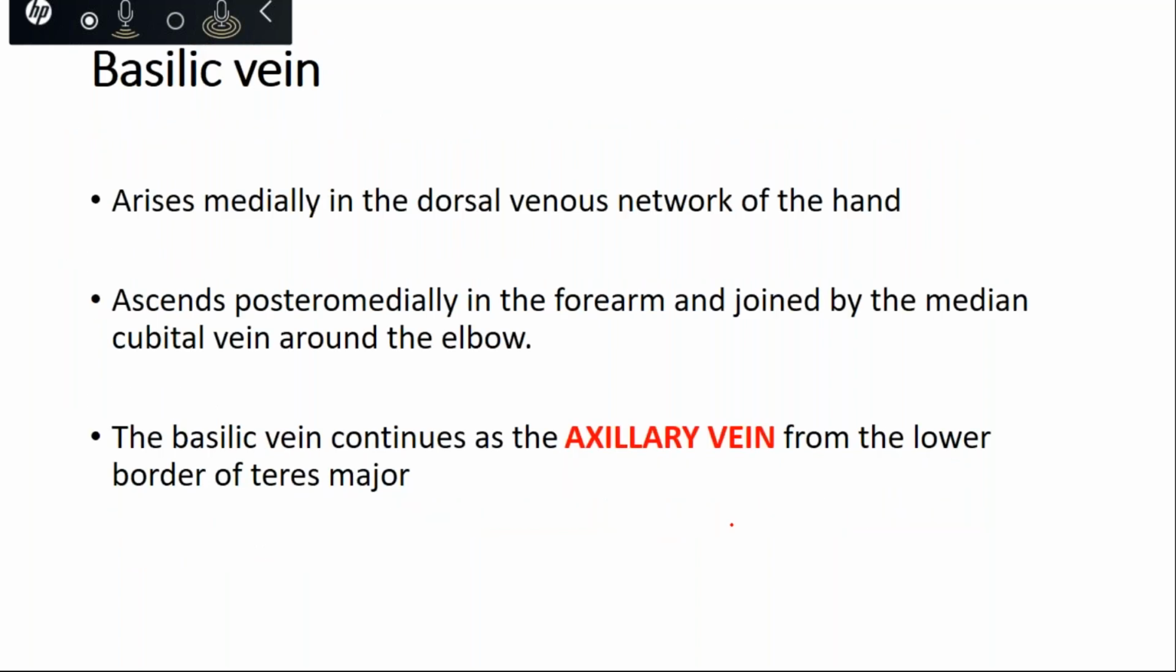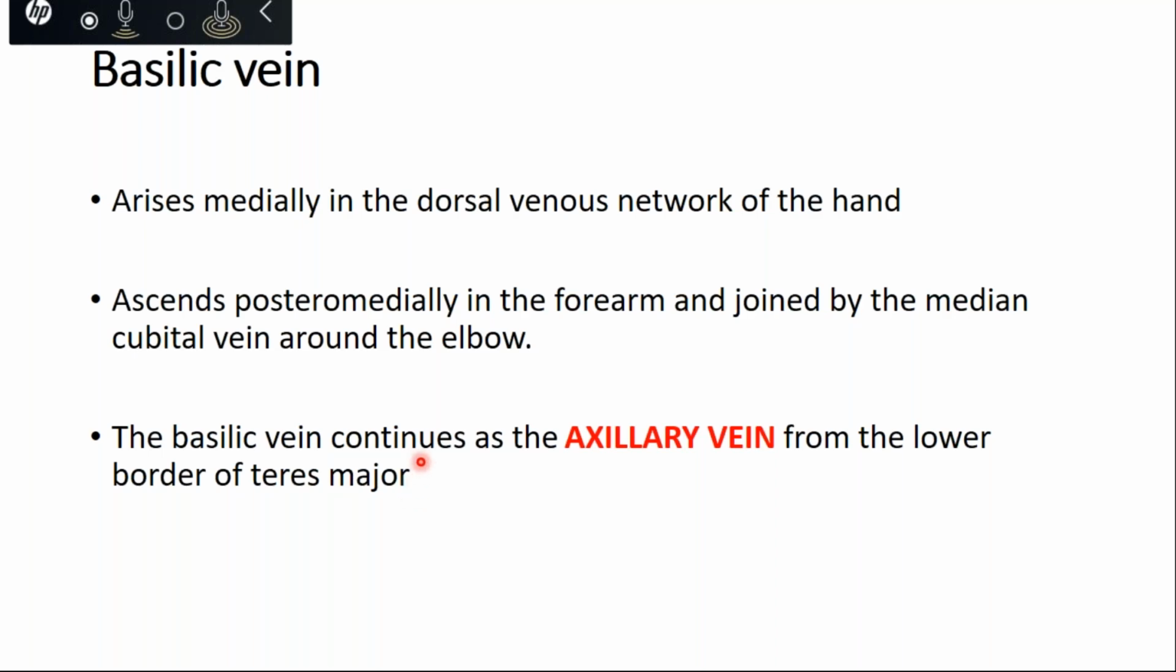All right, now let's go to the basilic vein. The basilic vein, as you know, arises in the medial aspect of the dorsal venous arch, and it ascends in the posteromedial aspect of the forearm and is joined by the median cubital vein around the elbow. The basilic vein continues as the axillary vein from the lower border of teres major.